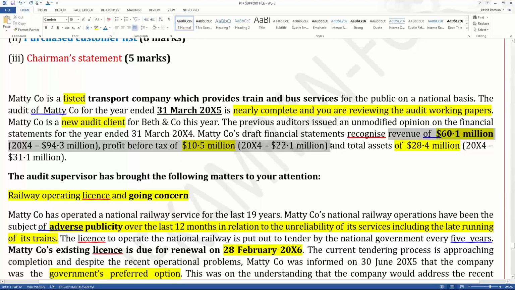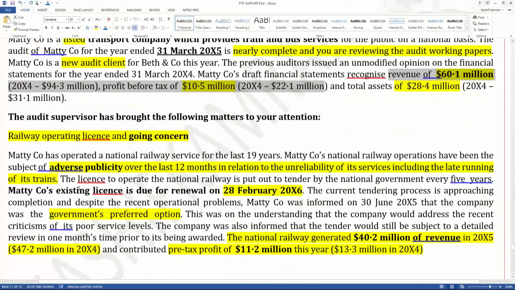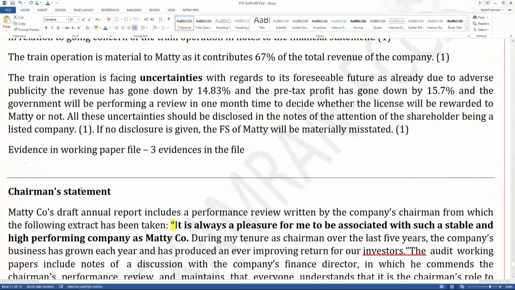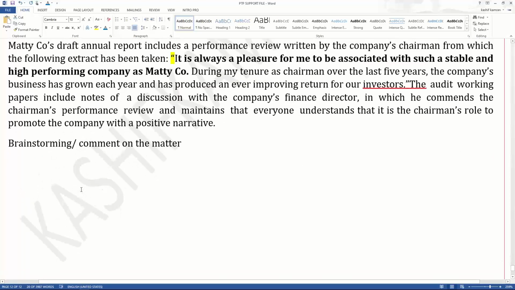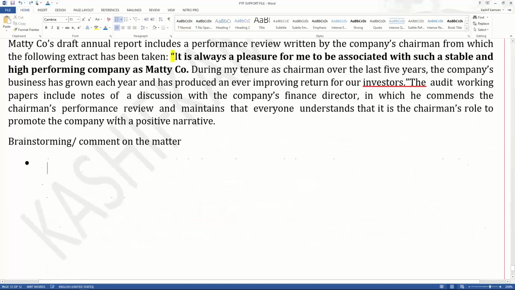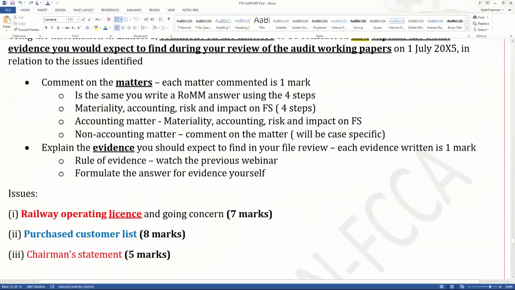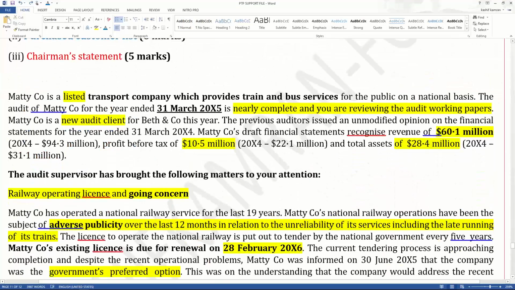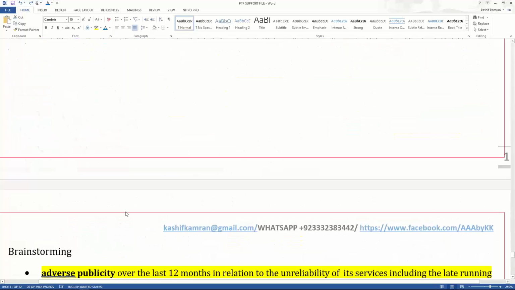If you look at the opening paragraph, is the statement of the chairman contradictory? Is he trying to conceal something from the shareholders? "It is always a pleasure for me to be associated with such a stable, high-performing company." Look at the situation. I'm copying from para 1. In para 1, we come to know that the revenue of the company has gone down and the profit of the company has gone down. Find the percentages for me quickly.